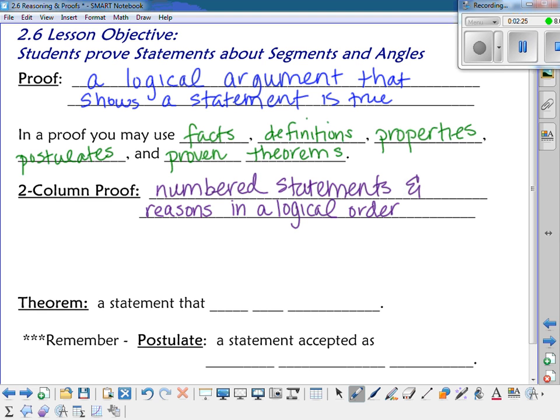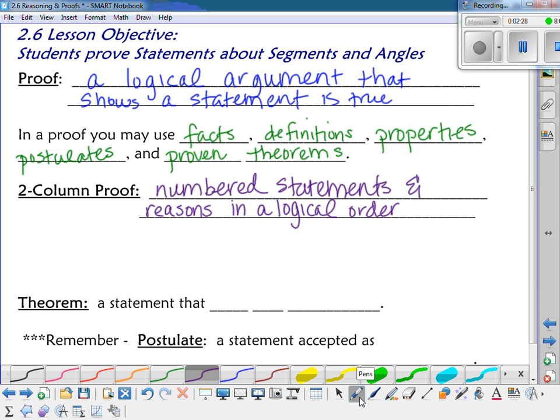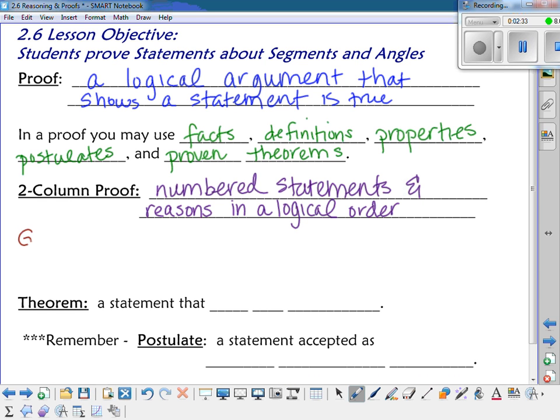Okay, so we've been doing if-then statements. When we do a two-column proof, you're going to see that we're given information and we're trying to prove something. That's where we start with our proof. The given is the hypothesis of an if-then statement, so it's the if part. And what we're trying to prove is the conclusion of an if-then statement, in other words, the then part.